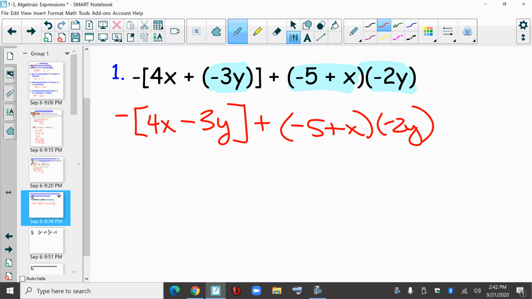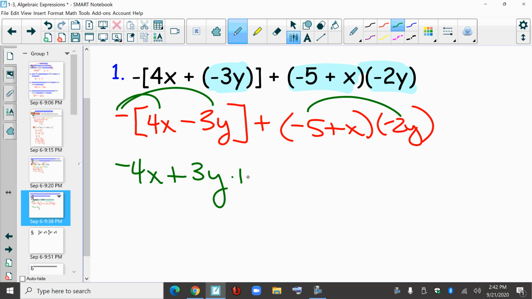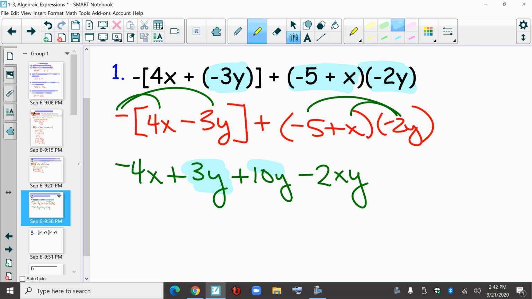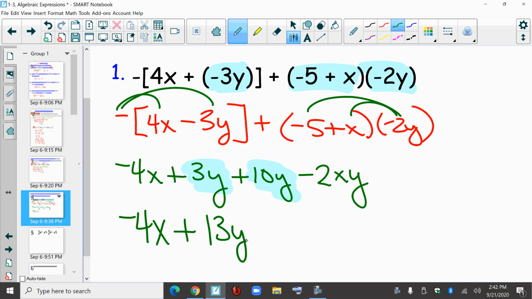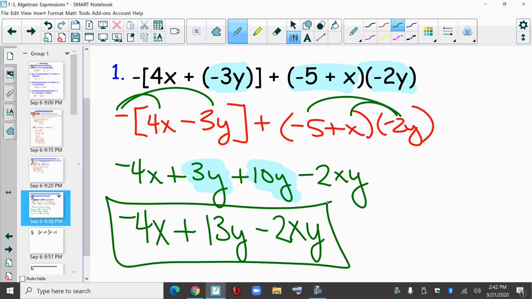So let's go ahead and keep on going here. I distribute the negative into the bracket. I distribute the negative 2y into the negative 5 to give me plus 10y minus 2xy. Then I'm going to combine any like terms that you have. I have y's that are like terms, but there's no other like terms there, so I can simply drop down the negative 4x plus 13y minus 2xy. And then this is done. Okay?